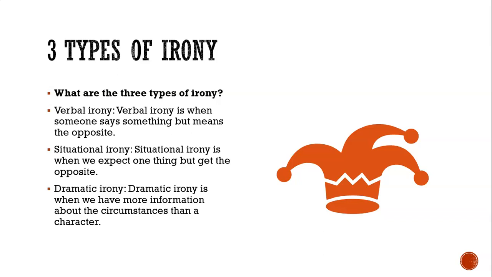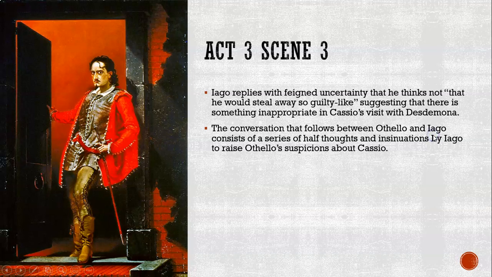And that's situational irony. And then, of course, primarily in this play, Othello is dramatic irony. And like I just said, it's when we have more information as the readers, as the audience, about the circumstances than the character. And so we know that Iago's evil, but everybody in the play is constantly talking about how honest he is. This shows how much he's manipulated everybody. So that's an example of dramatic irony.